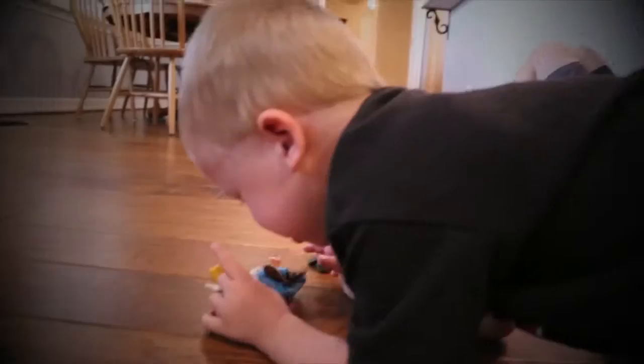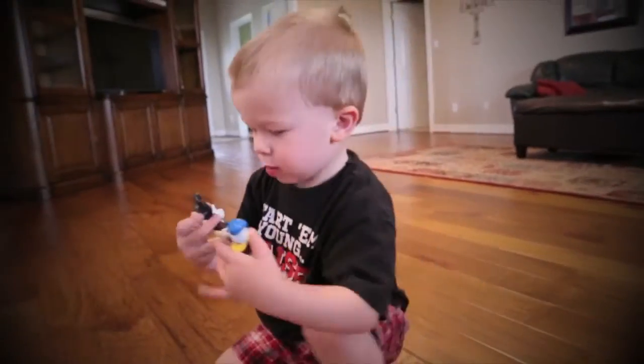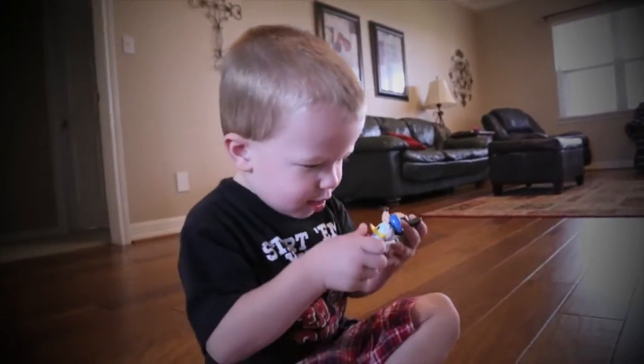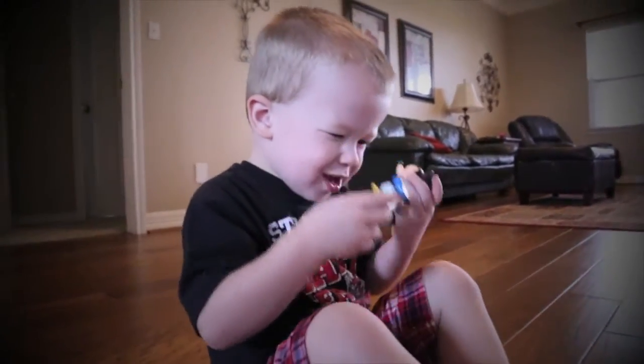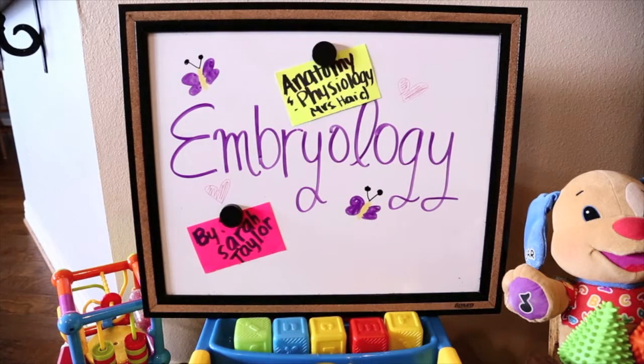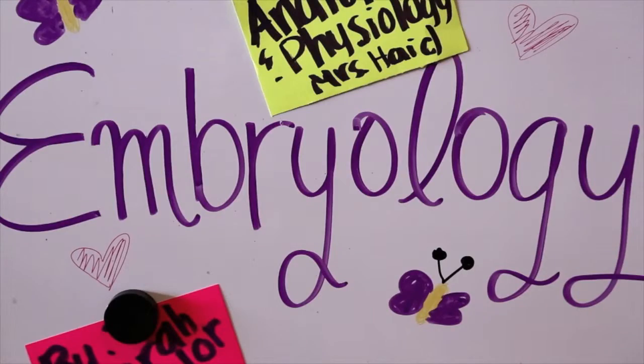Have you ever wondered how you became an organism filled with billions of cells? What started out as just two half cells transformed into a living, breathing baby, child, and eventually an adult. We can learn how all of these things occurred by studying a branch of biology called embryology.